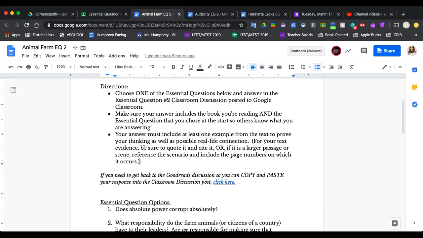You do not necessarily need to quote your textual evidence if it is something really big. So if it's something really small, please quote it and cite it correctly. Otherwise, if you can at least reference what the scene or the scenario is that's going on, and then give us those page numbers, that would be helpful so I know where to go.